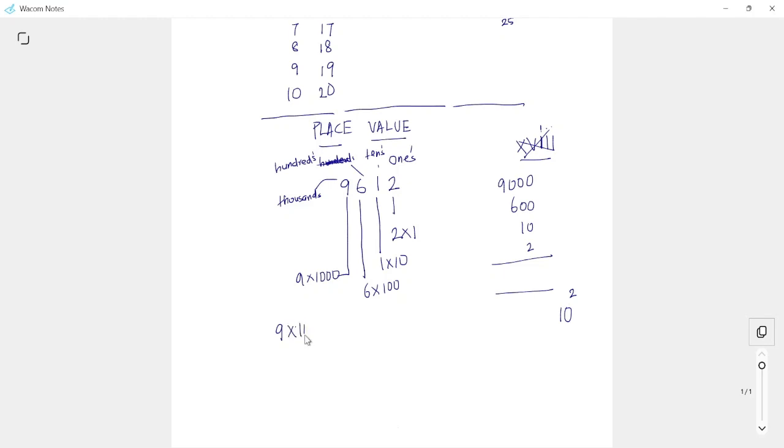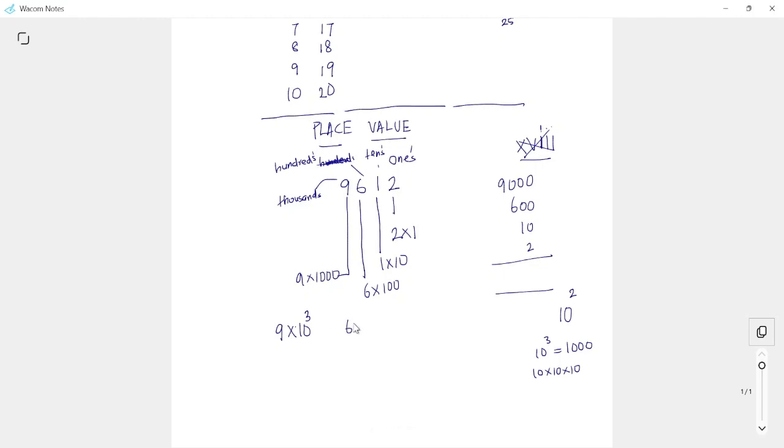9,000, I can write it as 10 to the power of 3, because 10 to the power of 3, as you already know, is 1,000. Basically, 10 into 10 into 10 is 1,000. So 9 into 10 to the power of 3 means 9 into 1,000, 9,000.